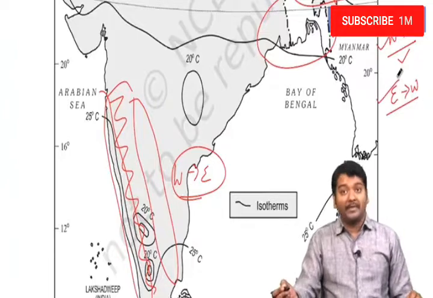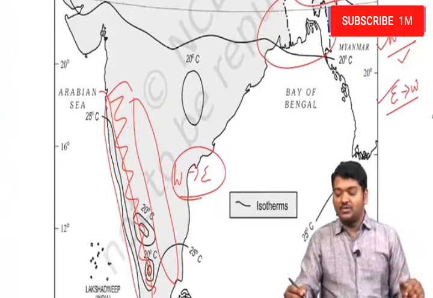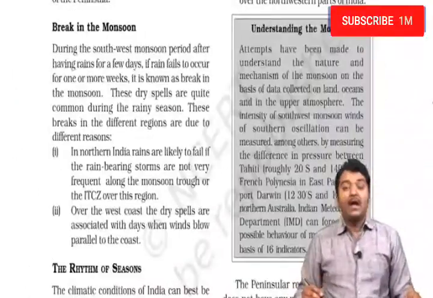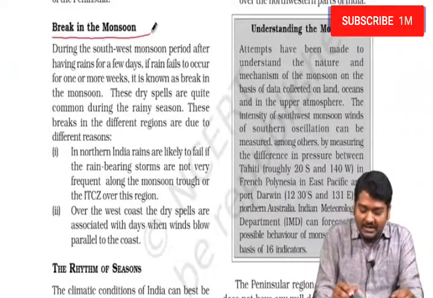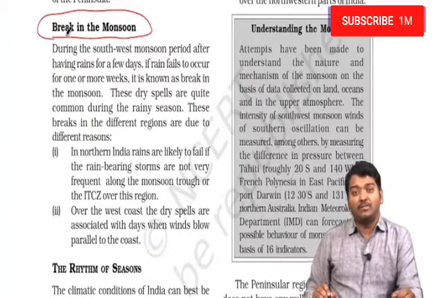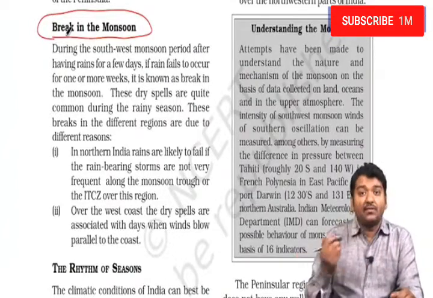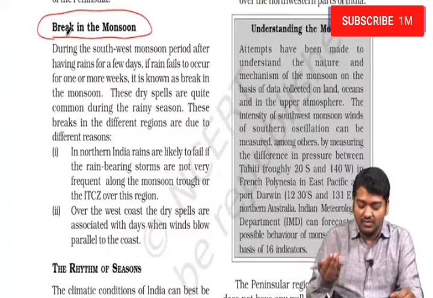Please try to remember this carefully. High possibility UPSC asks you questions from this, right? And then we observe breaks in the monsoon. Breaks in monsoon means there is a dry spell within the monsoon. So, let us see why exactly this usually occurs.